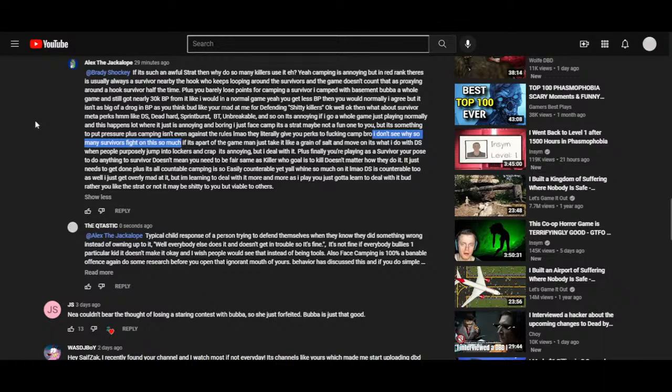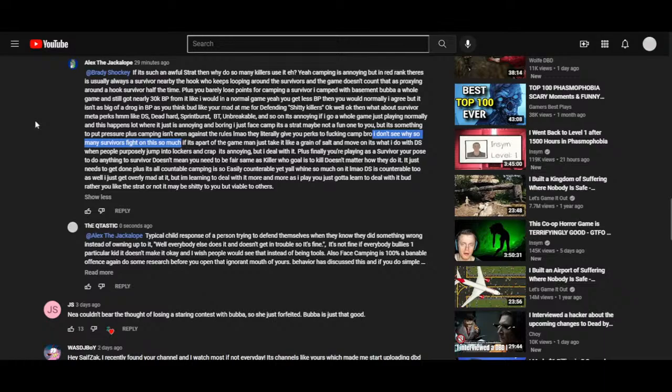I understand you're a killer main and rarely play survivor, if you play survivor at all. But it's statements like this: I don't see why so many survivors fight on this so much. Nobody can unhook anybody, so Deliverance is not a problem for him. Nope. I guess he hadn't run into it. He's obviously new to the game, and he's already killer sided.